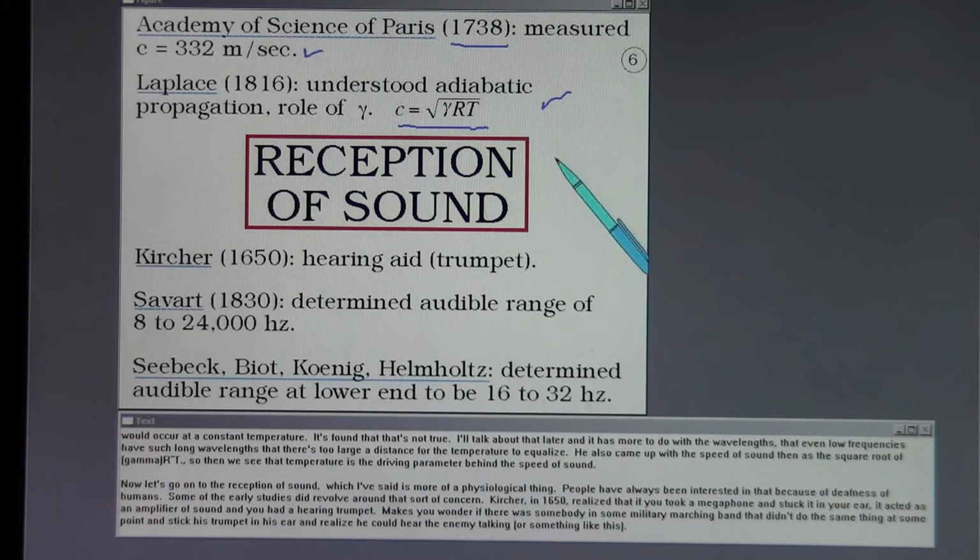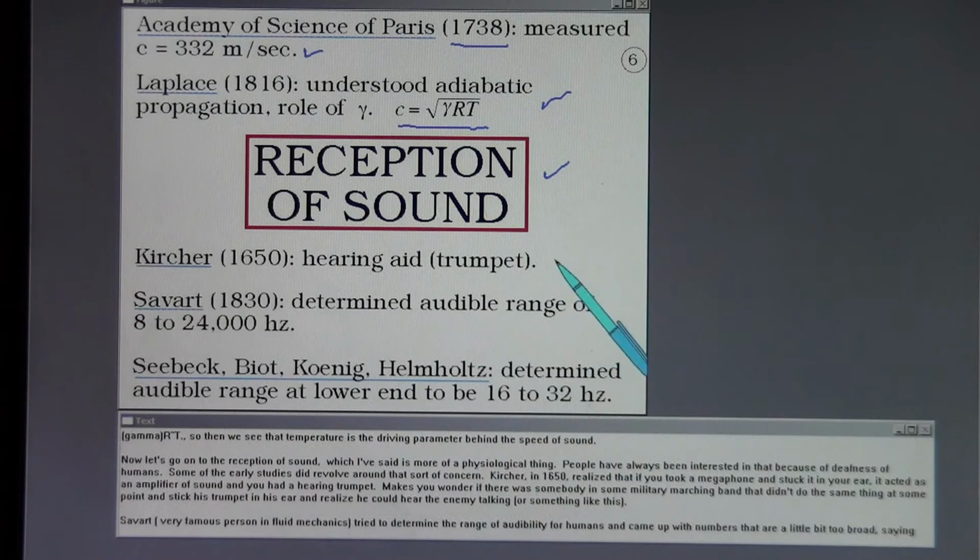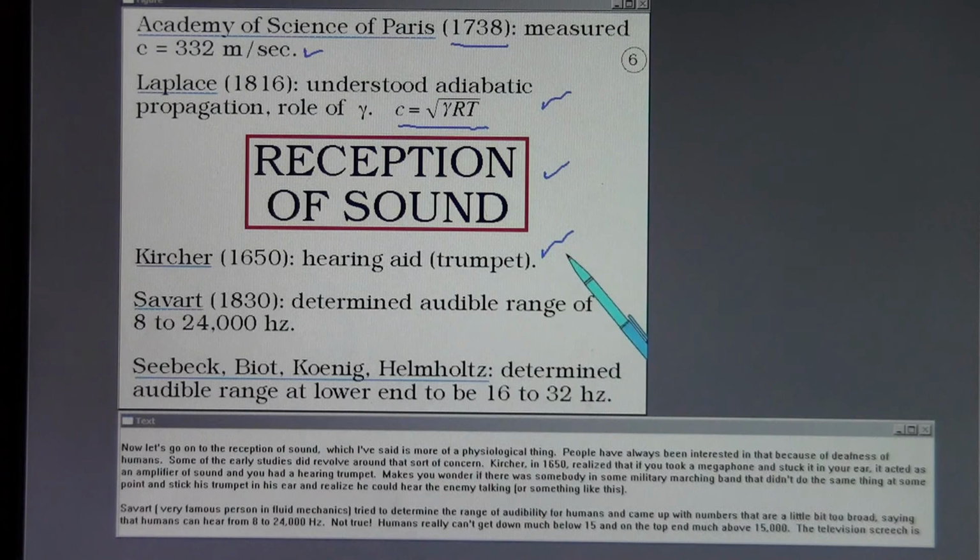Now let's go on to the reception of sound, which I've said is more of a physiological thing. People have always been interested in that because of deafness of humans. And some of the early studies did revolve about that sort of concern. Kircher in 1650 realized that if you took a megaphone and stuck it in your ear, it acted as an amplifier of sound, and you had a hearing trumpet. Makes you wonder if there wasn't somebody in some military marching band who did the same thing at some point, stuck his trumpet in his ear and realized he could hear the enemy talking or something like this.